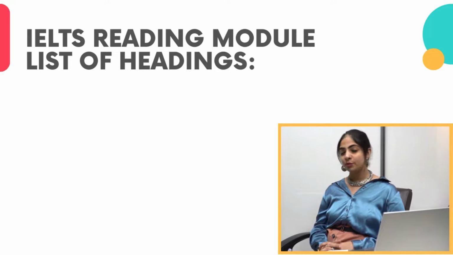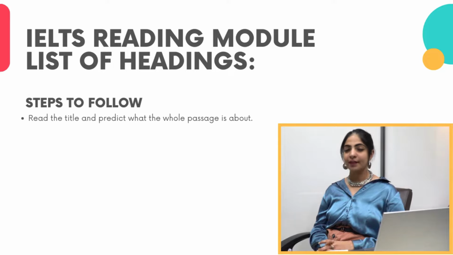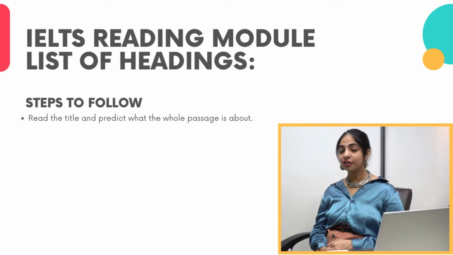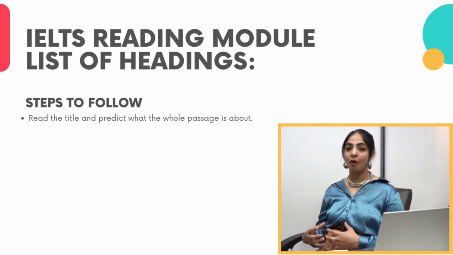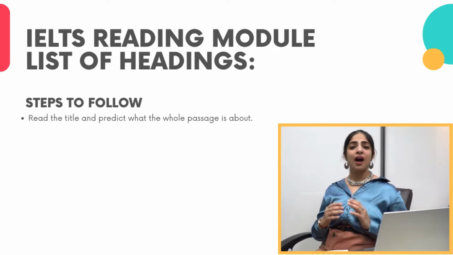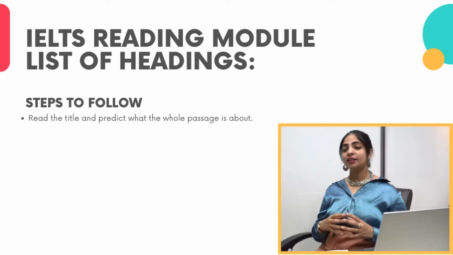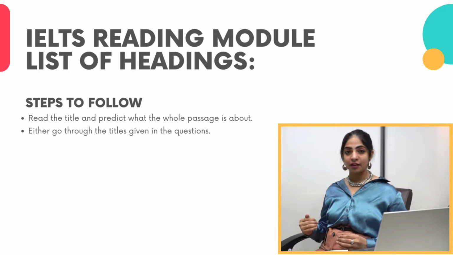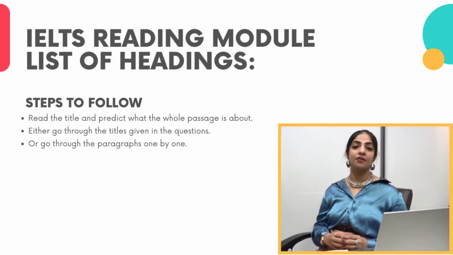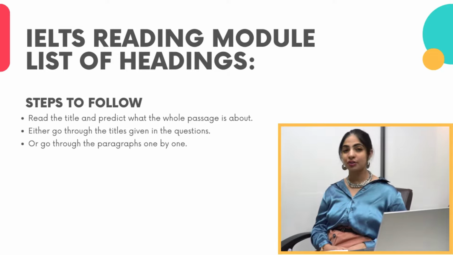So, what are the steps to follow when you do list of heading? The very first step you follow is you read the title. After reading the title, you kind of warm up and get to know what this whole passage will be about. After reading the title, either you go through the titles given at the back or you go through the paragraphs one by one. So it's your choice whether you want to read the titles first or you firstly want to start with the paragraph.